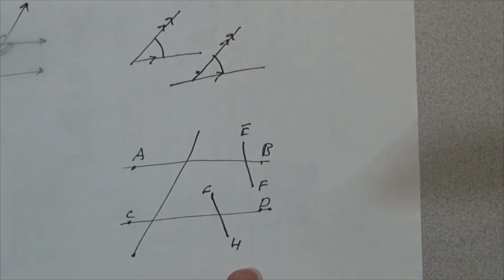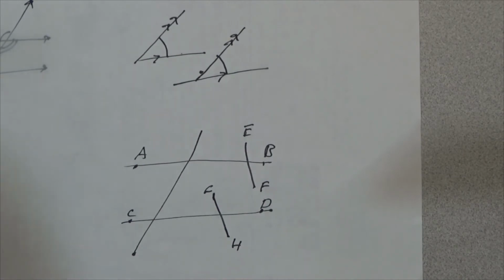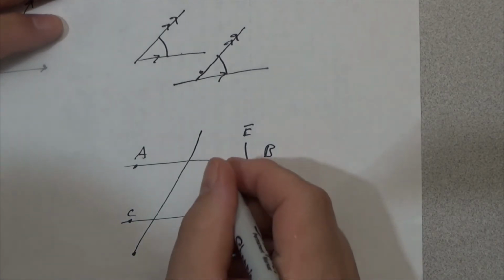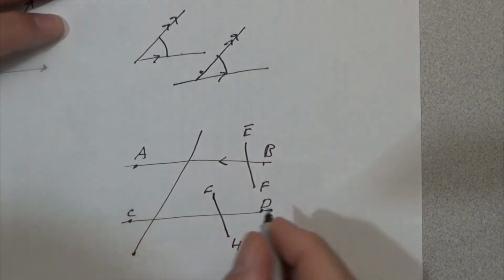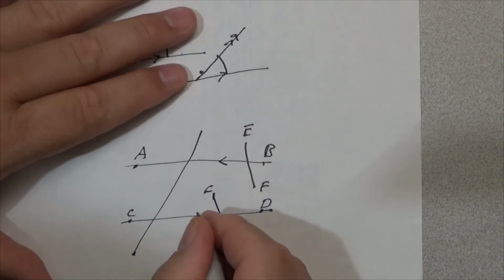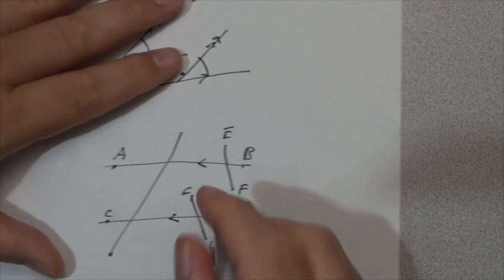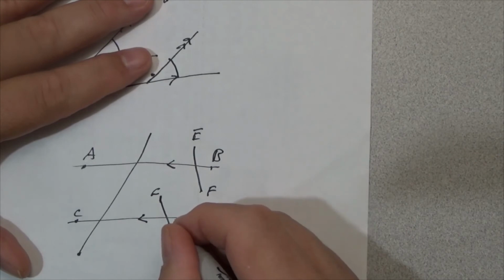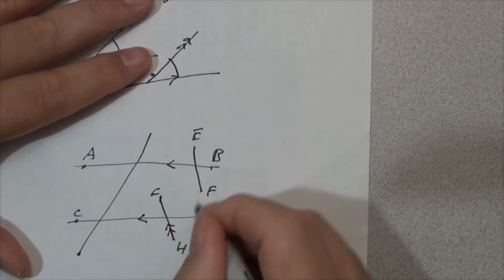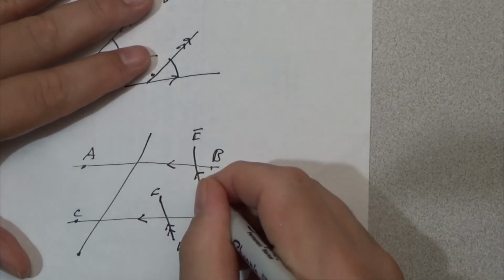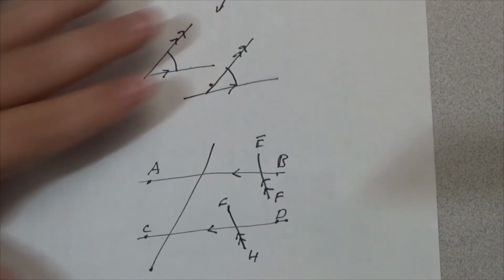Okay, so we've got this figure right here. Now, just below that it says given that AB is parallel to CD. So that means that this line is parallel to that line. And EF and GH are parallel. So that means that this line is parallel to that line.